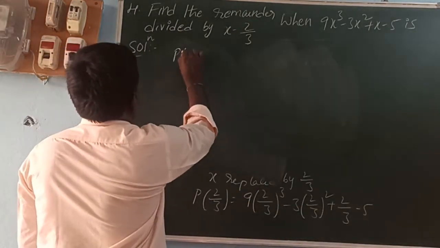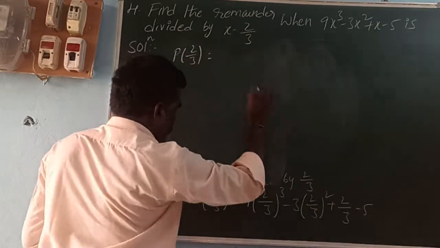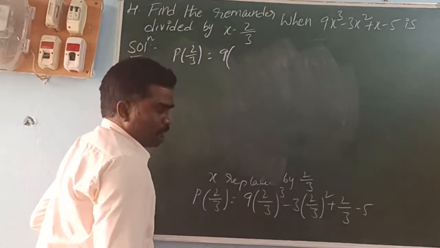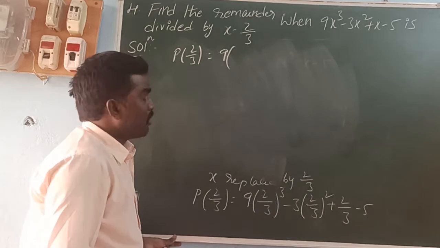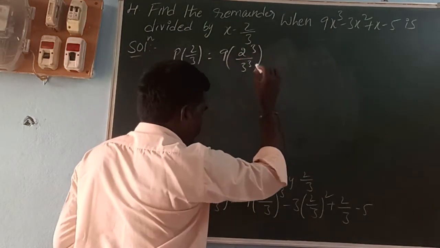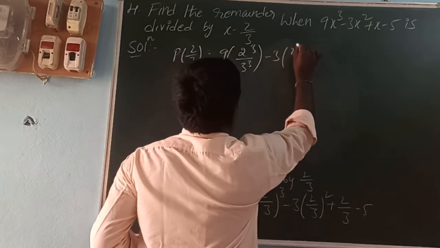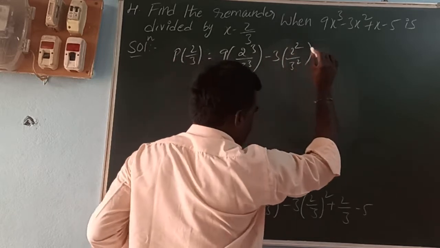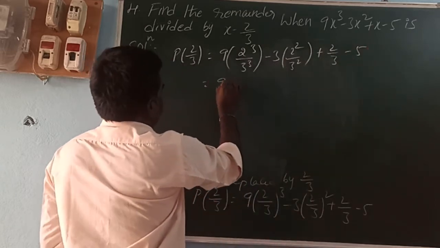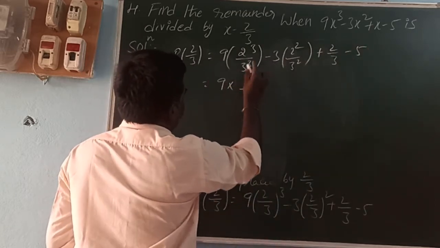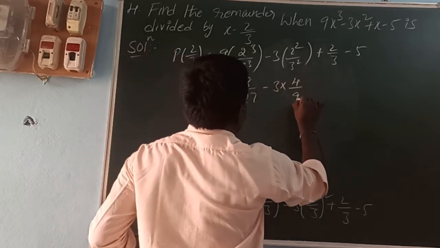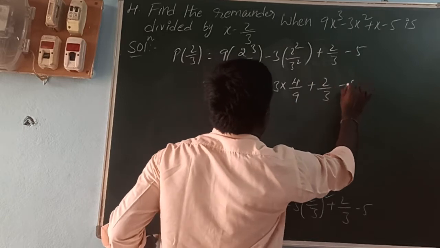So, P of 2 by 3 is equal to 9 of 2 by 3 whole cube. A by b whole power m is a power m by b power m. That is here 2 cube by 3 cube minus 3 into 2 square by 3 square plus 2 by 3 minus 5. So 9 into 2 cube 8, 3 cube 27, minus 3 into 2 square 4, 3 square 9, plus 2 by 3 minus 5.